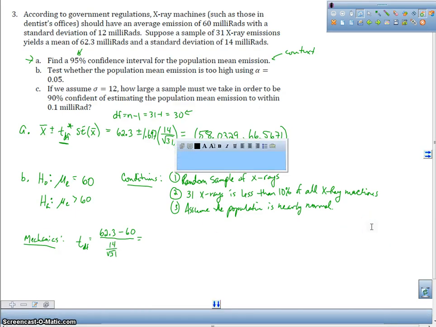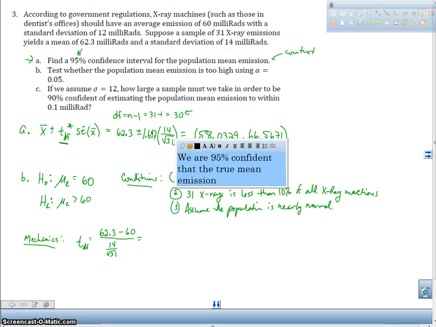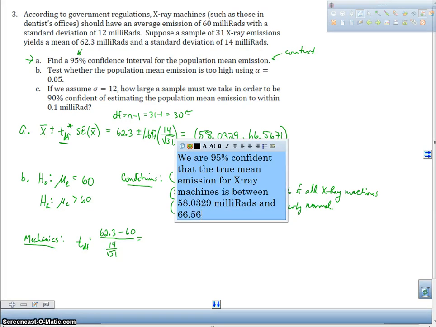All right, so we are 95% confident that the true mean emission for X-ray machines is between, because I already said mean or average, is between 58.0329 millirads and 66.5671 millirads. Okay, so that is our confidence interval in context.